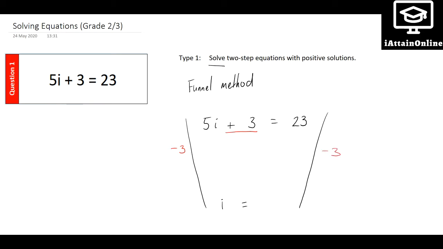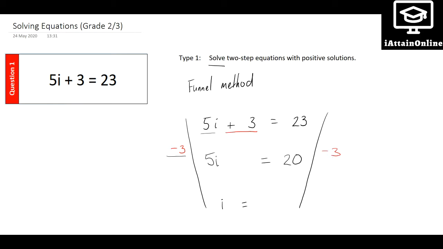Now a really common mistake people will make here is that they will try and take away 3 from 5i. Because that 5i's got an i attached to it, 5 lots of i, you cannot take away 3 from it. So that 5i stays exactly the same, 5i. And then if I added 3 and then took away 3, those things would actually cancel each other out. So I don't need to write those ones. And then 23, because that hasn't got an i involved in it, I can take away 3 from that.